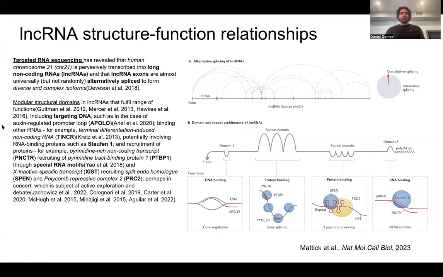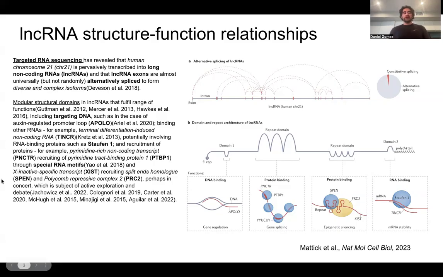For example, we have terminal differentiation-induced non-coding RNA, TINCR, for the RNA binding that I showed, potentially involving RNA binding proteins such as staufen-1. And the recruitment of proteins, for example, pyrimidine-rich non-coding transcript, PNCTR, which is pyrimidine-rich, and then pyrimidine tract binding protein, PTBP1, is recruited, we can see over here. And that happens through special RNA motifs.